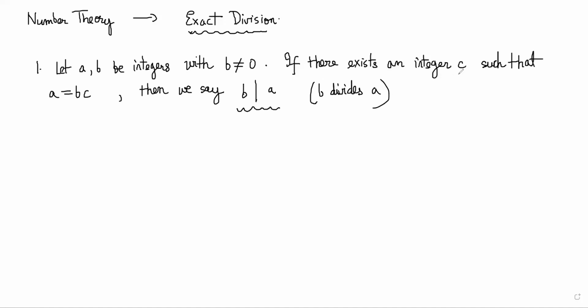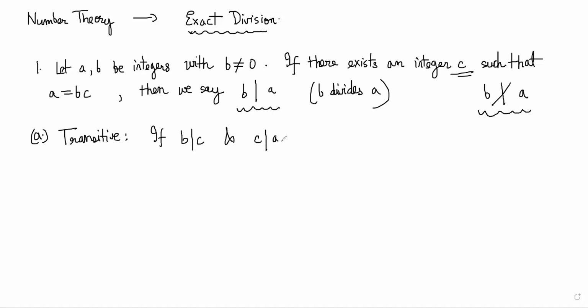If there is no such integer C such that A is equal to BC, we will say that B does not divide A. This means B does not divide A, right? Now, the first property for exact division is transitivity. So it is transitive in nature. What does that mean? If B divides C and C divides A, it implies that B divides A. That is the transitive property of exact division.